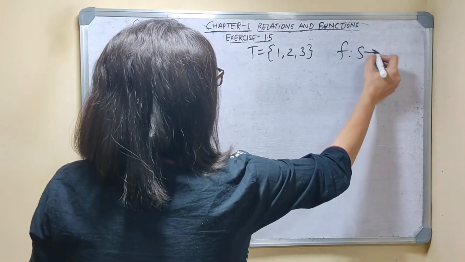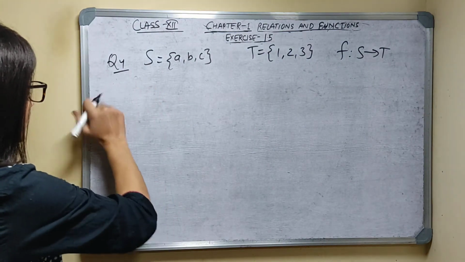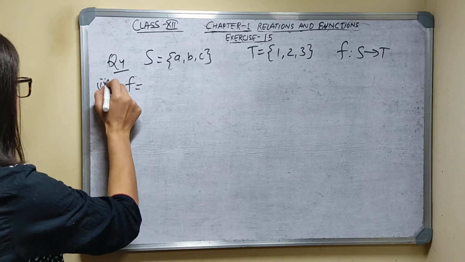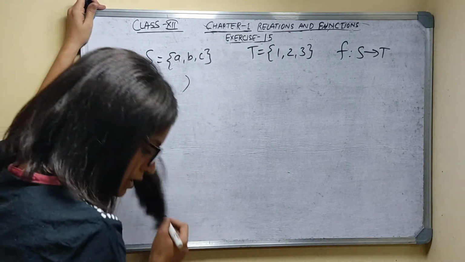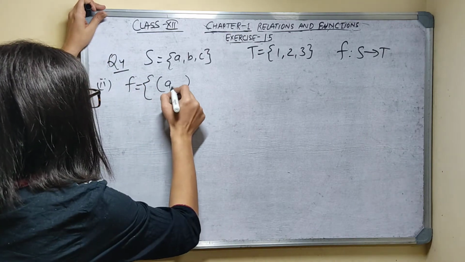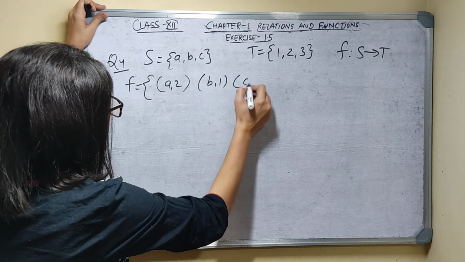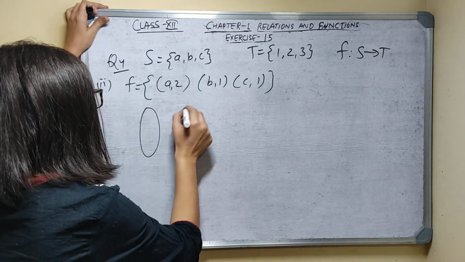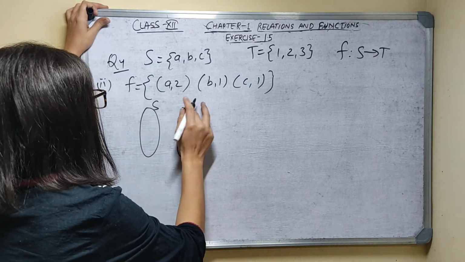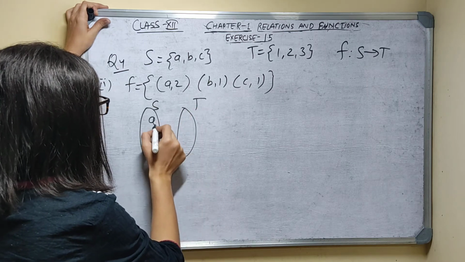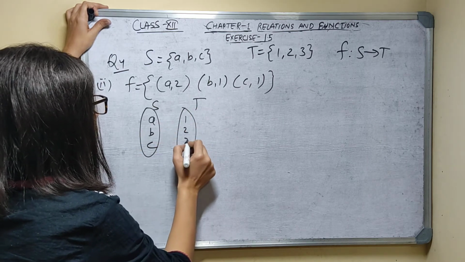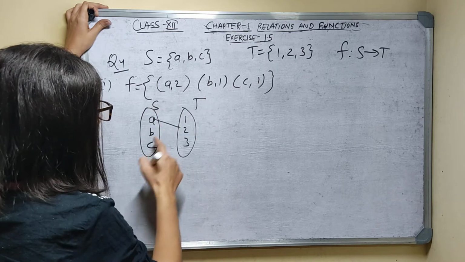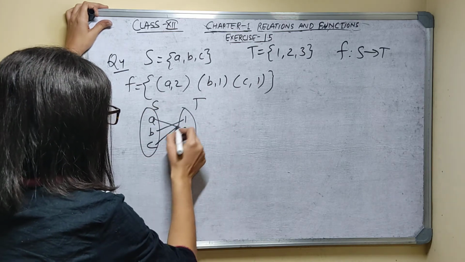F is from S to T. First I have to check whether it exists or not. In the second part you can see F is equal to A, 2; B, 1; and C, 1. So you can see this is my domain, this is my codomain T. So A, B, C and 1, 2, 3. A is related to 2, B is related to 1, C is related to 1.